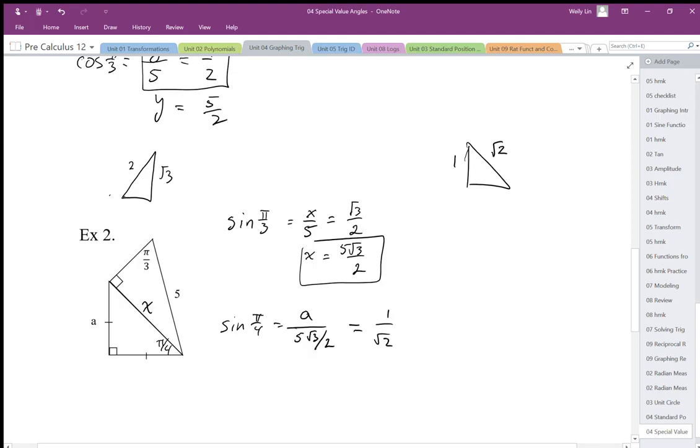Okay, so then what I can do is use this equivalency to solve for the length of a. So the a works out to be 5 root 3 in the numerator, and then the 2 ends up in the denominator, 2 root 2. Okay, so there's my length a.